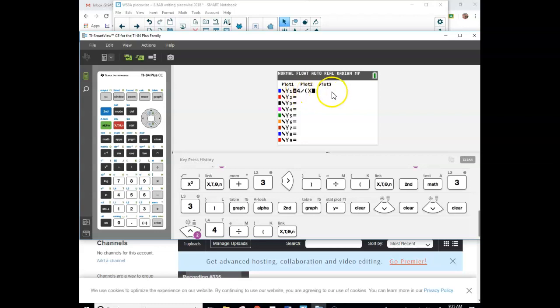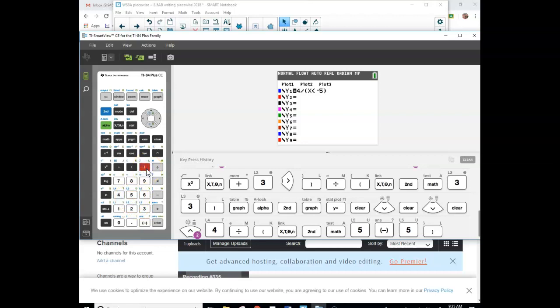So in the parentheses, you're going to type x, and then the less than symbol is buried in what's called the test menu. It's right above math. So second, math. And then make sure you choose less than, not less than or equal to, so choose number 5. And then -5, type a negative symbol, not subtraction.